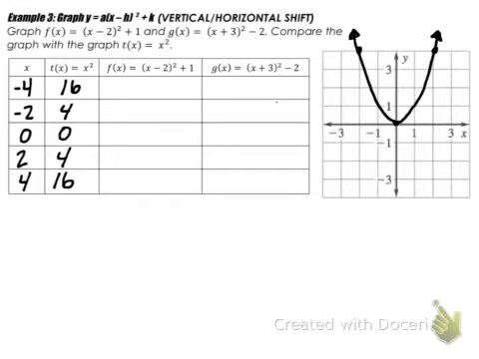Now let's take a look at f of x equals quantity x minus 2 squared plus 1. And we're going to take this graph and see how it compares to our parent function. We're going to use the same x values, -4, -2, 0, 2, and 4, to get our corresponding y values. So how we're going to do this, we're going to take our -4 and substitute that into our function, just like so.